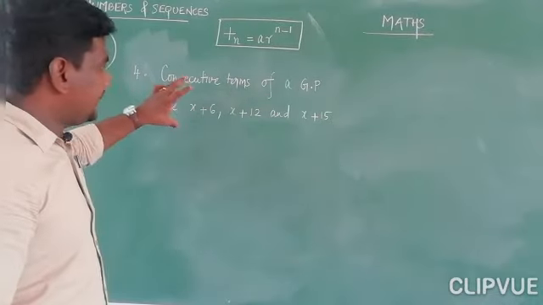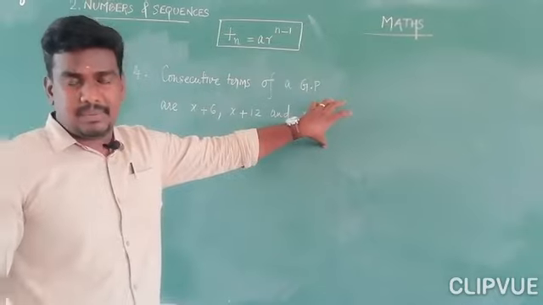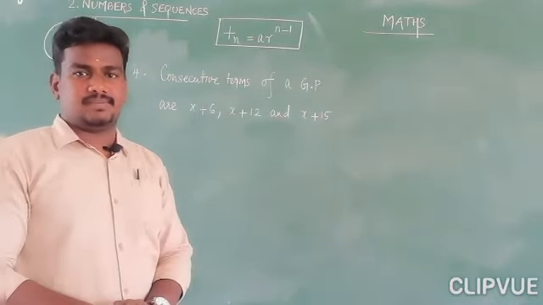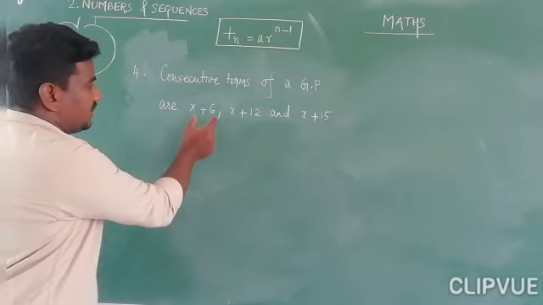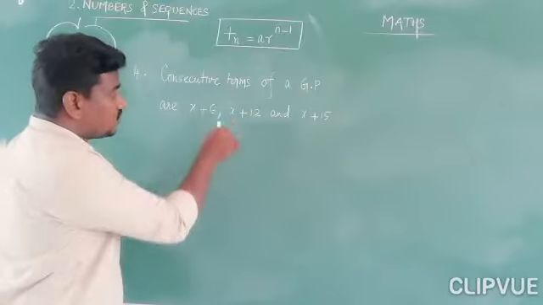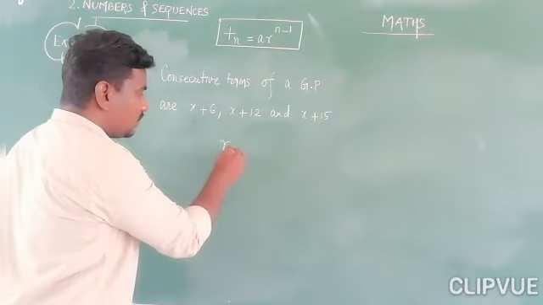Okay, and they said clearly they are in GP. If they are in GP, their common ratio must be the same. Common ratio in the sense, if you take this as first term, this is second term, this is third term, then the ratio of 1 and 2 be equal to the ratio of 2 and 3.